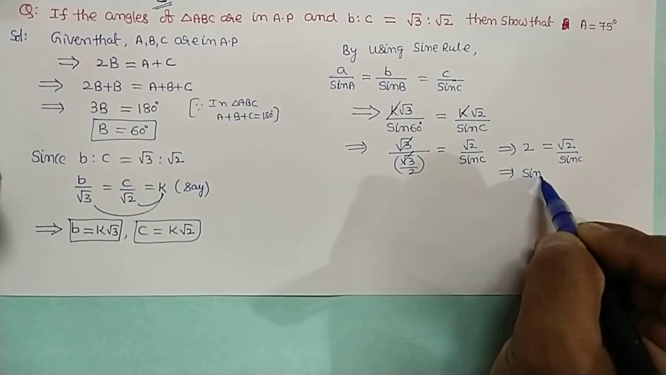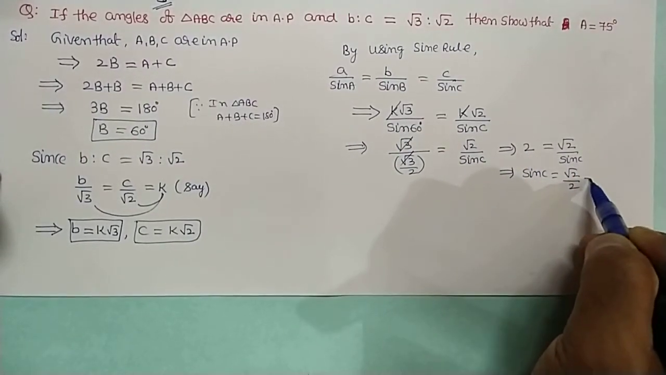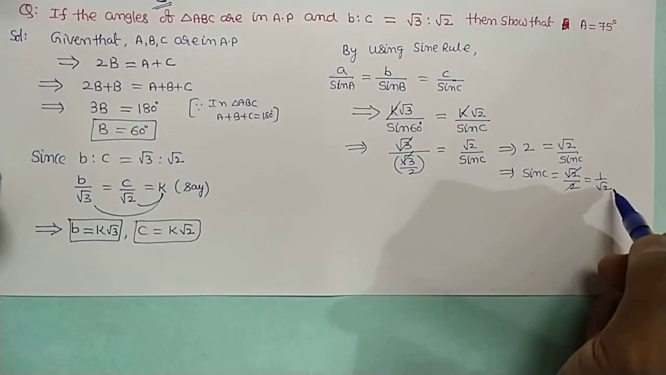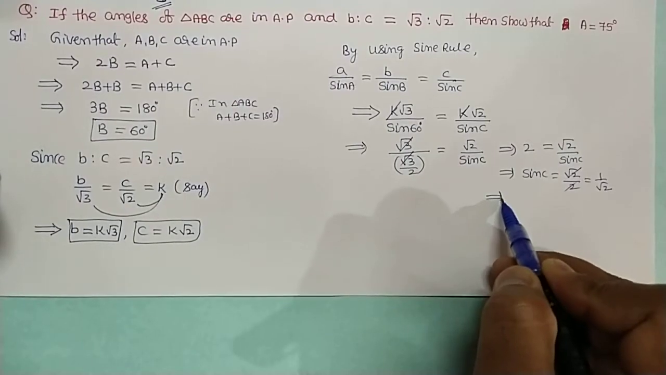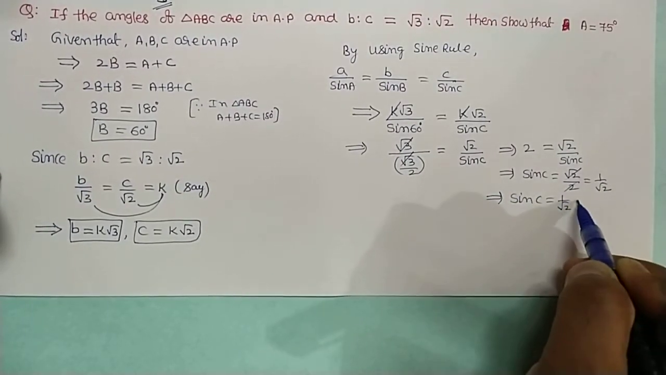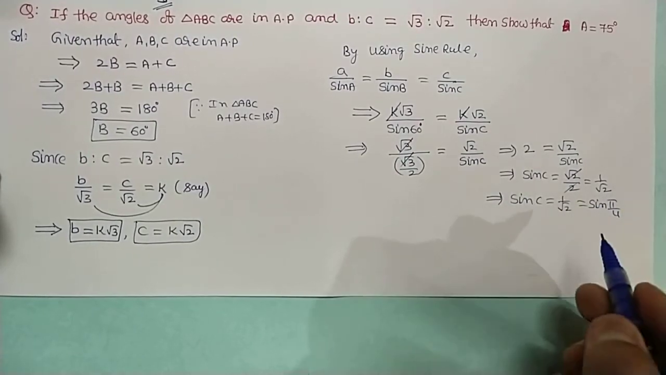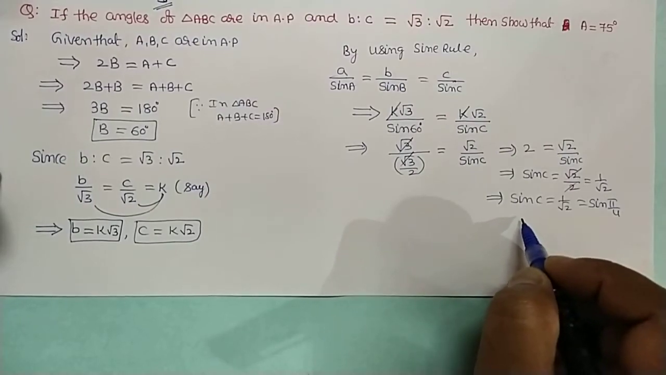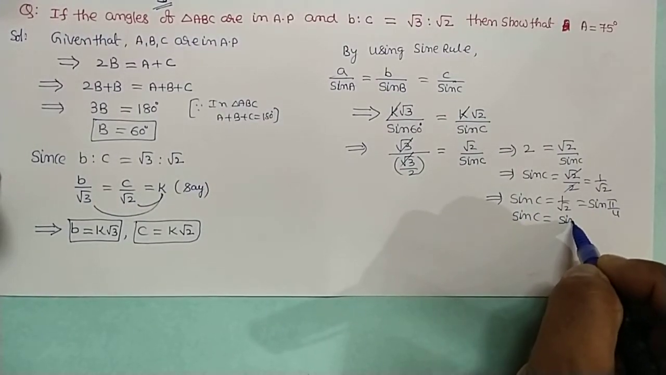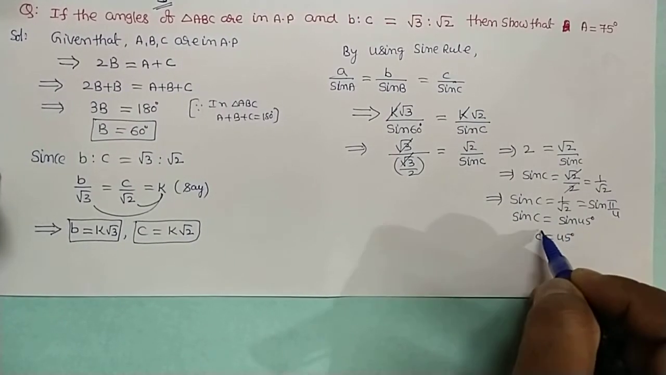Cross multiplying, sine C is equal to root 2 by 2. This can also be written as 1 by root 2. Why? Because root 2 gets cancelled. Sine C is equal to 1 by root 2. For what angle will it become 1 by root 2? Sine pi by 4 or sine 45. So sine C is equal to sine 45, C is equal to 45.